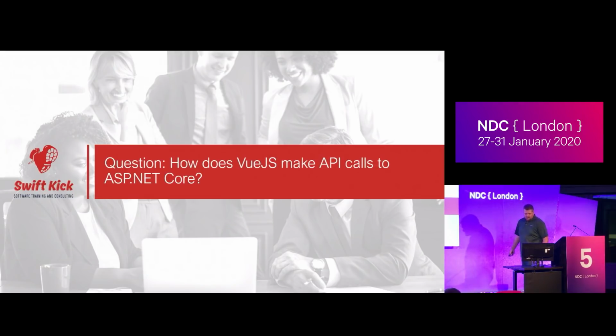All right, so how does Vue talk to ASP.NET Core? We have all this scaffolding set up. We know how to work in development. We know how to do in production. Yes, sir? Before you move on, do you ignore your bin folder?